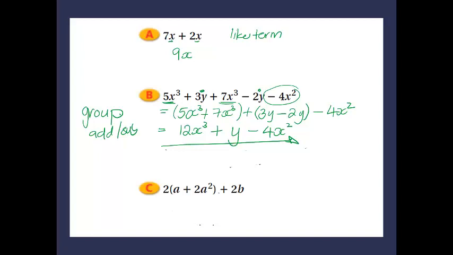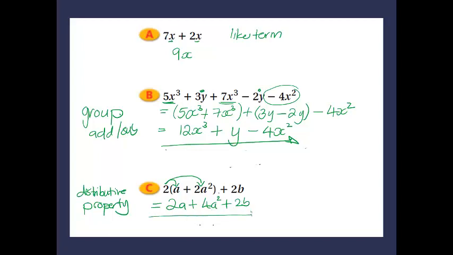In example number 3, I have got 2 open bracket a plus 2a squared close bracket plus 2b. Now in order to simplify, I need to multiply this 2 into the bracket, and this is called the distributive property. So the first thing I'm going to do is multiply that 2 in. 2 times a is 2a, and 2 times 2a squared is 4a squared, plus 2b. Now I check for like terms: a to the power of 1, a to the power of 2, b. No like terms, this is my final answer.